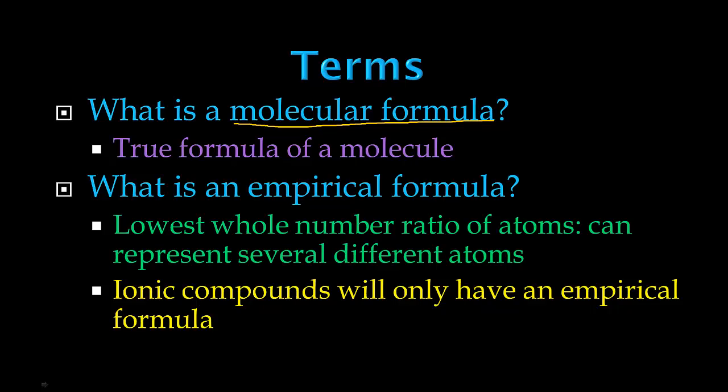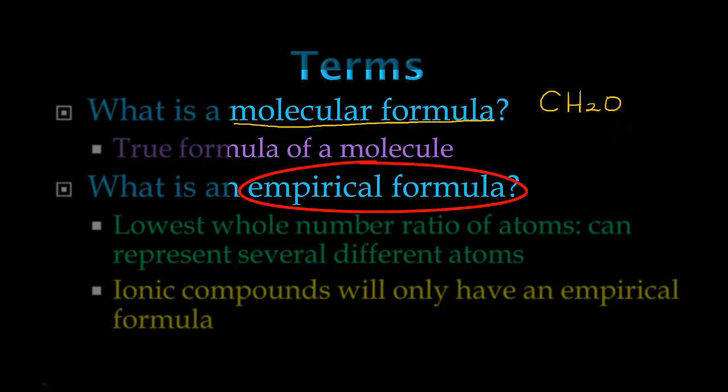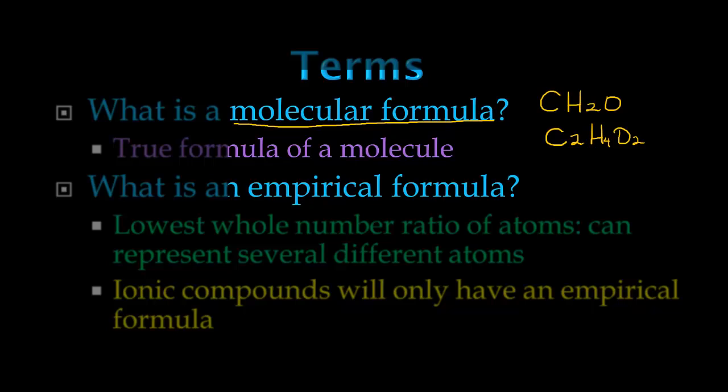Ionic compounds will only have an empirical formula. So an example of this would be CH2O. This has a subscript of 1, a subscript of 2, and a subscript of 1. That is the lowest whole number ratio, so this would be an empirical formula. In C2H4O2, each of these subscripts can be divisible by 2, so it is not at its lowest whole number ratio. So this would be a molecular formula.